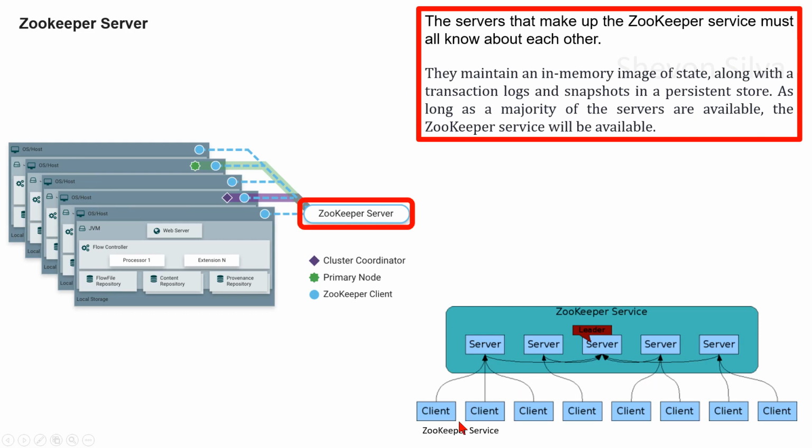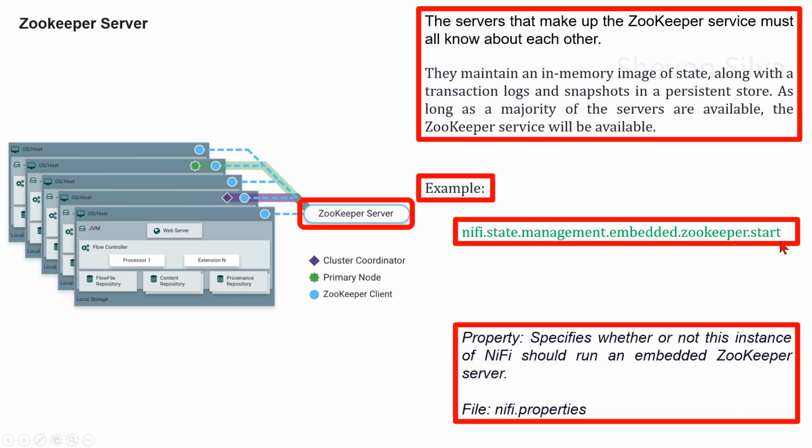Here these clients connect to the Zookeeper server, and the servers that make up the Zookeeper service must all know about each other. They maintain an in-memory image of state along with the transaction logs and snapshots in the persistent store. As long as the majority of the servers are available, the Zookeeper service will be available.